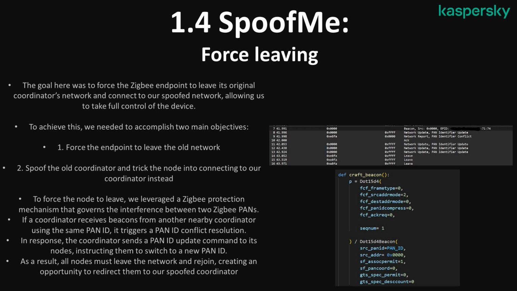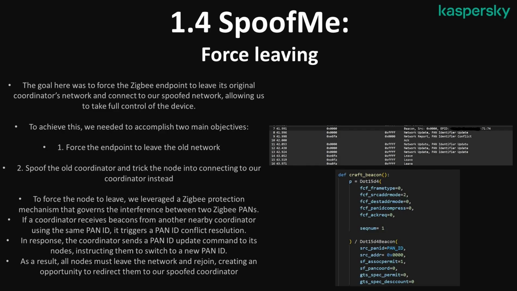So we came up with an attack vector: what if I can mimic or spoof the original coordinator, make the node connect to me, and take control of this endpoint? How to do that? First, we need this endpoint to leave the old coordinator and connect to me instead. For leaving, you will actually be surprised, it's very easy in ZigBee.